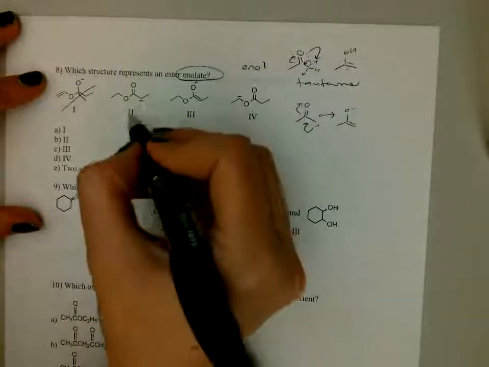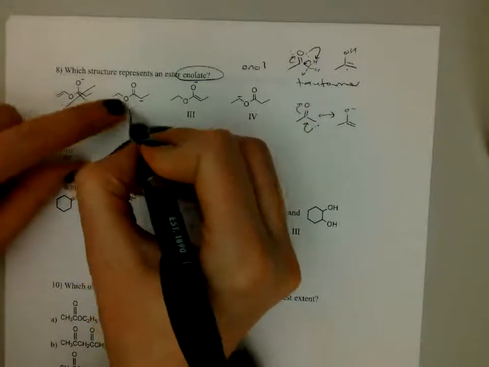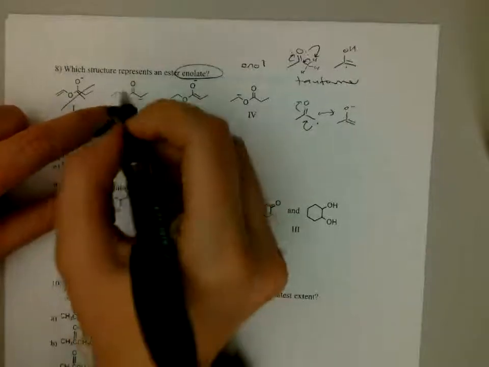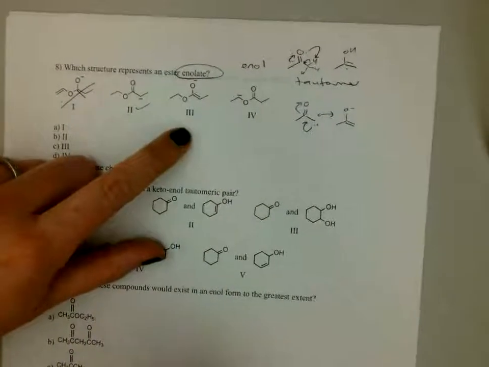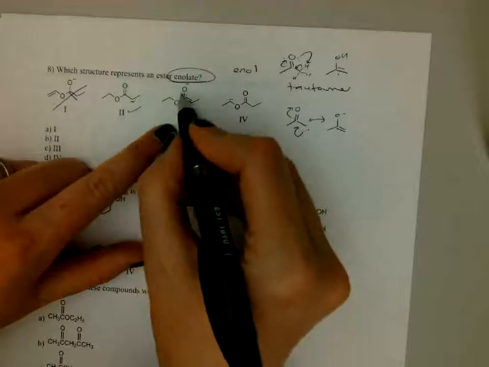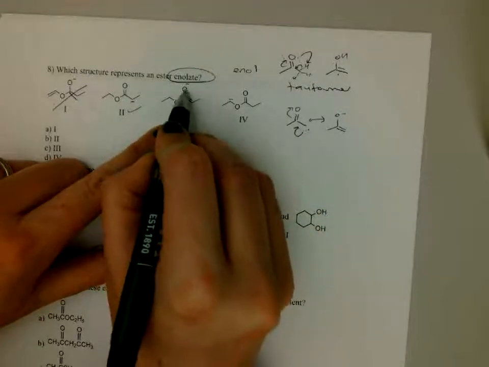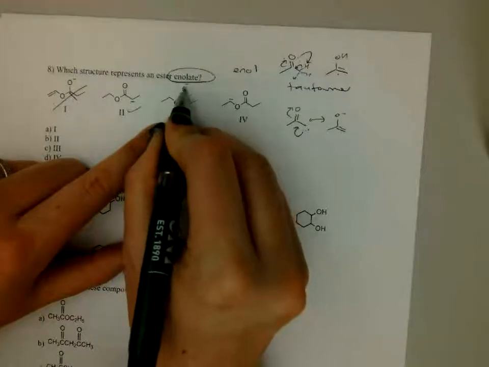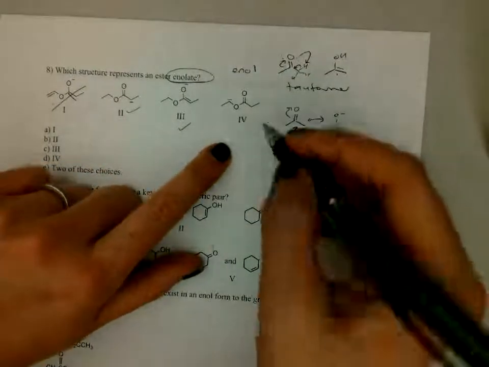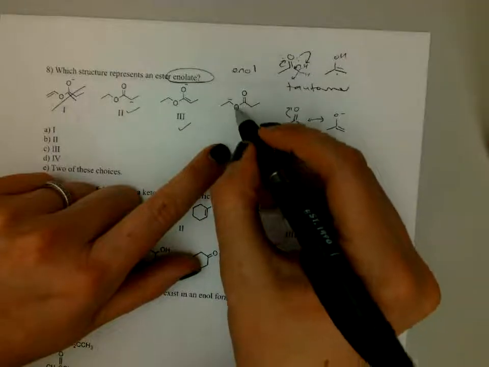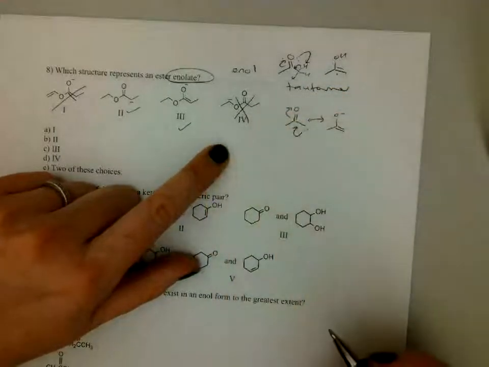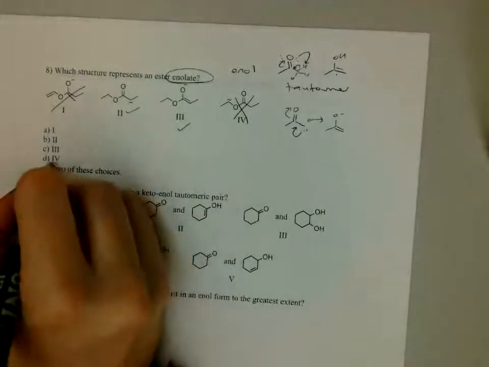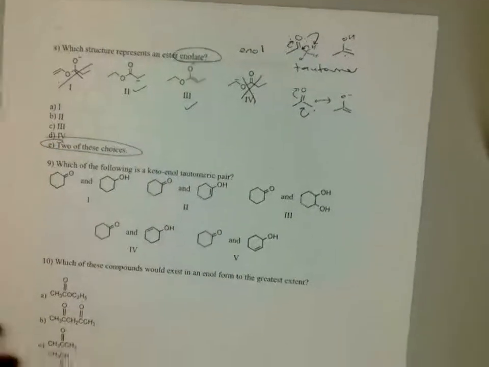So that one's wrong. This looks good. We've got a lone pair down here, giving it the negative charge, and a ketone with a double bond. So that is a possibility. Same thing here. We've got the double bond and an oxygen with a minus charge up here. So that's good. Double bond between the carbonyl carbon and the alpha carbon, and a minus charge at the top. This has the minus charge in the wrong place, so that's not going to work. So that leaves us with answer choices B and C, so the right answer is E, 2 of these choices.